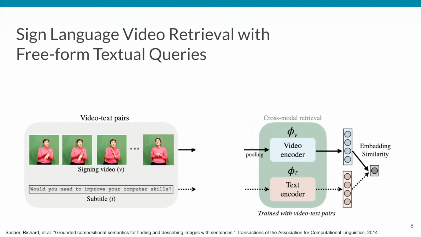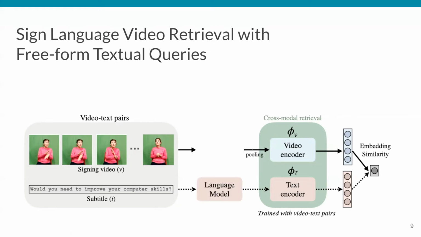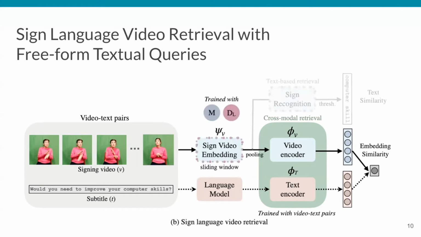To implement the text encoder, we first embed each text sample using a language model that has been pre-trained on a large dataset of written text. The resulting sequence of word embeddings is then combined and projected into a fixed-size vector. On the other hand, the sign video encoder consists first of our initial sign video embedding, which was initialized as an I3D network.